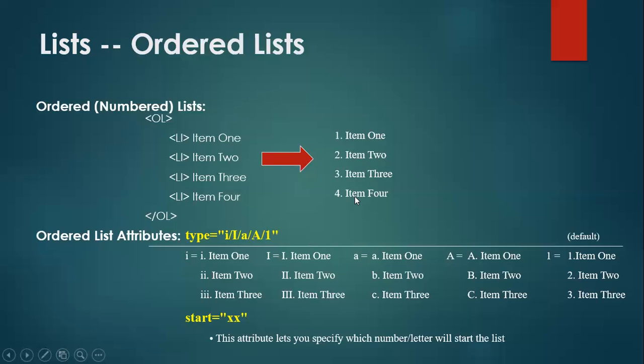All the items are listed with the numbers 1, 2, 3, 4. So it means the default type of the list in an ordered list is 1, 2, 3, 4. A numeric list is created by default. Clear?